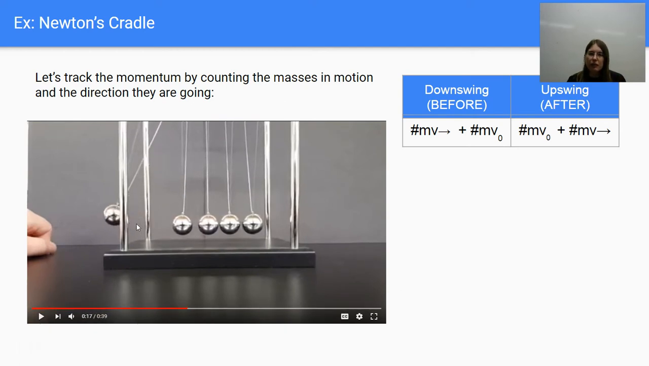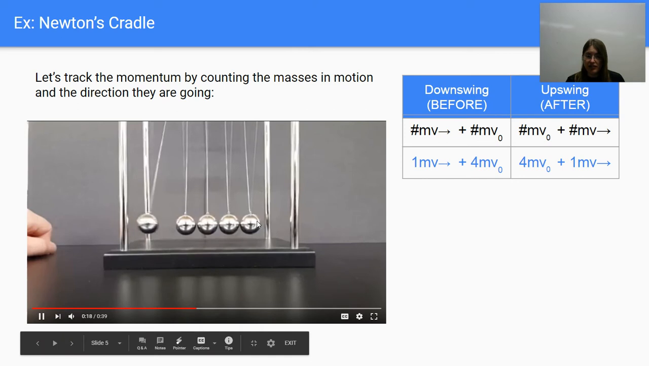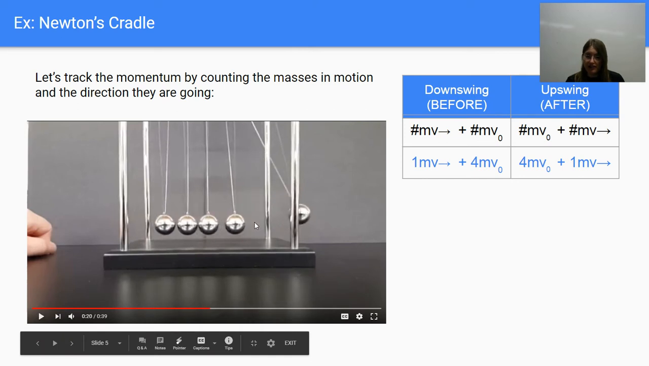Okay, so the before, we have one and it's on the downswing, and there's four just sitting there. So the notations we're going to use, we're just tracking momentum. It's the number of masses and what they're doing. So I'm going to look at the number of masses that are moving to the right, velocity to the right, and the number of masses that have no velocity that are sitting there. And I'm going to do that before and after. So in this instance, I start with one mass in motion moving to the right and four masses that are still. And then after the interaction, I have four masses that are still and one mass moving to the right.